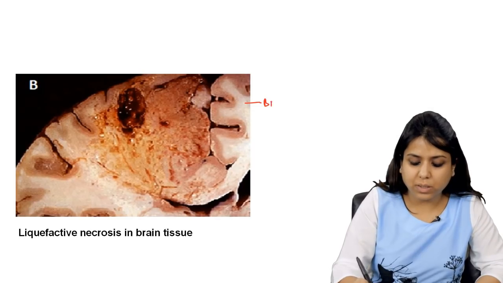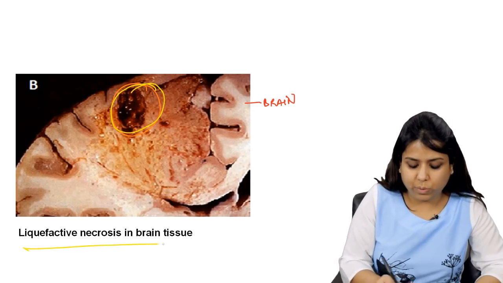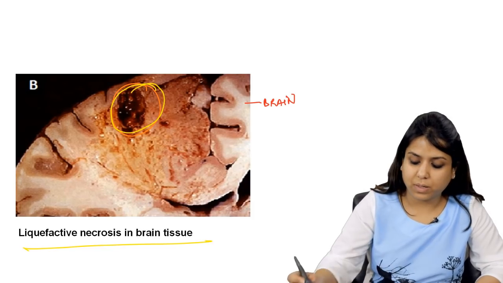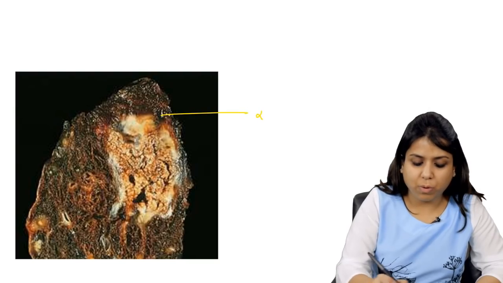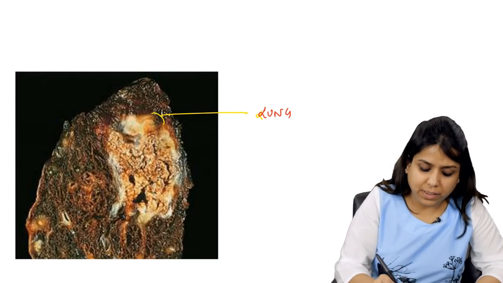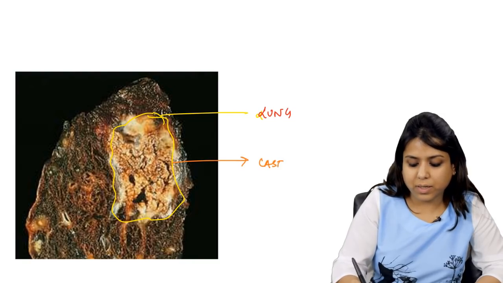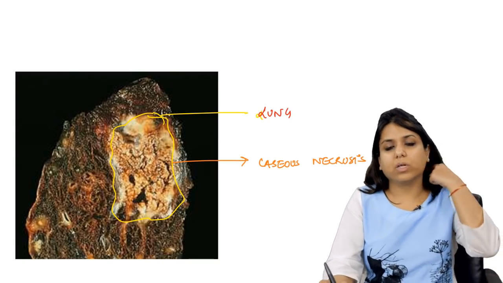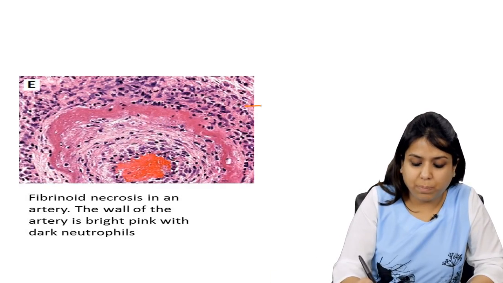Similarly, students, this is brain, and in this brain I can see this area. This is liquefactive necrosis in the brain tissue. Clear? Then, in this image, this is a gross specimen of a lung. At the apex, I can see this area. This is an area of caseous necrosis. It has a cottage cheese-like appearance.